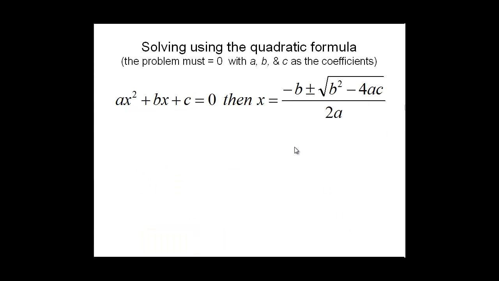Okay, quadratic formula. This is something you're going to need to memorize. The quadratic formula is negative b plus or minus the square root of b squared minus 4ac, the whole thing all the way up to the negative in front of the b there, divided by 2a. And this comes from a is the coefficient of x squared, b is the coefficient of x, and c is the remaining constant.